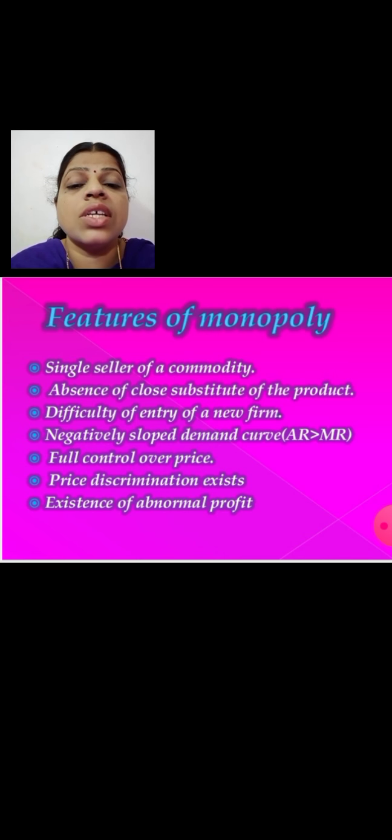Then the next one is existence of abnormal profit. In this market we can reap abnormal profits, not just normal ones, but abnormal profits, more than the normal one. Yes. So the existence of abnormal profit is there. So these are the various features of the monopoly.